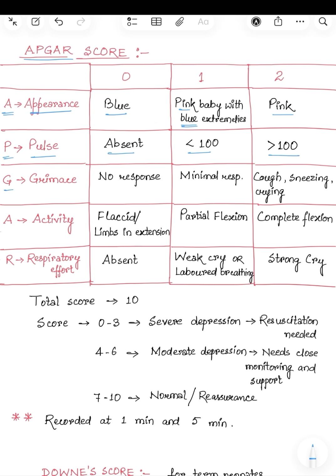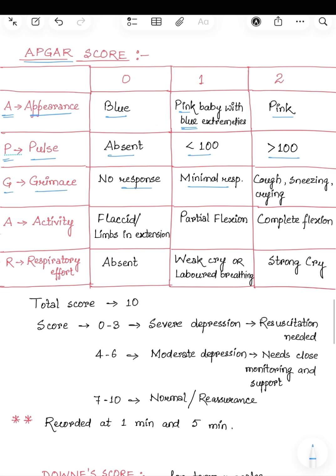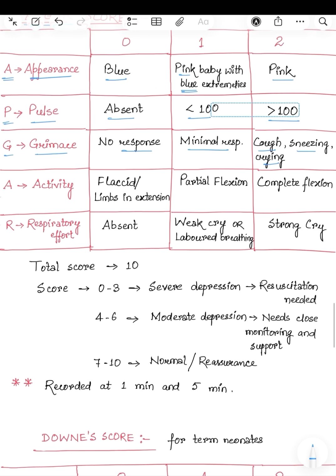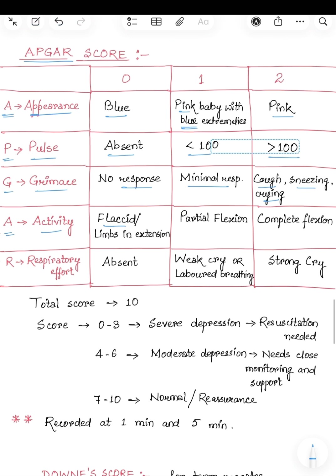G stands for grimace. If on stimulus there is no response, the score will be 0. If minimal response, the score will be 1. And if the baby coughs or there is sneezing or crying after stimulus, then the score will be 2. A stands for activity. If the baby is flaccid or limbs are in extension, the score will be 0. If there is partial flexion, then the score will be 1. If complete flexion, then the score will be 2.